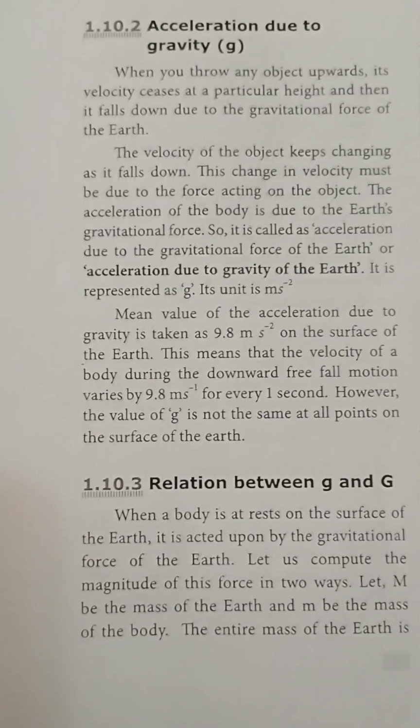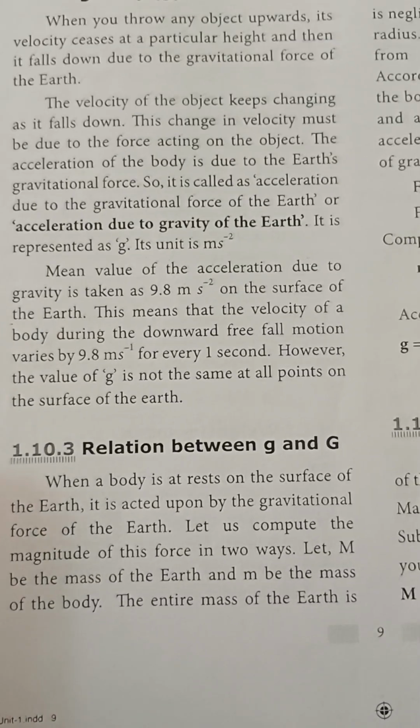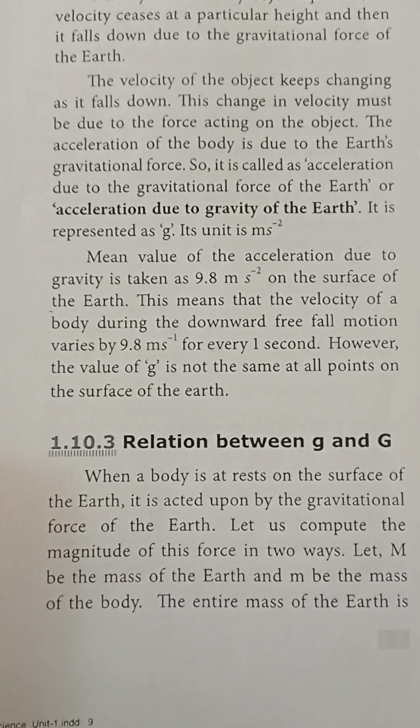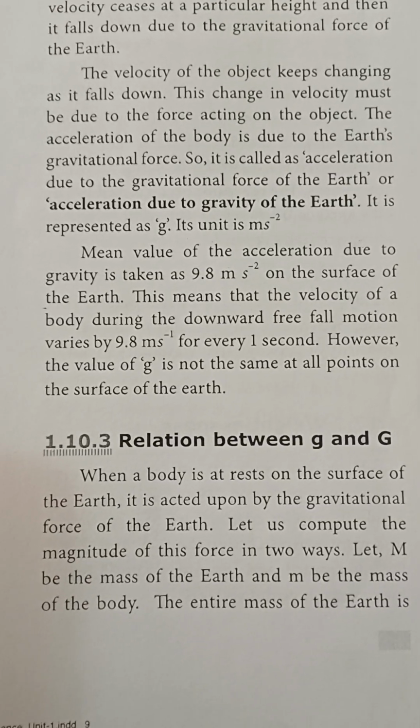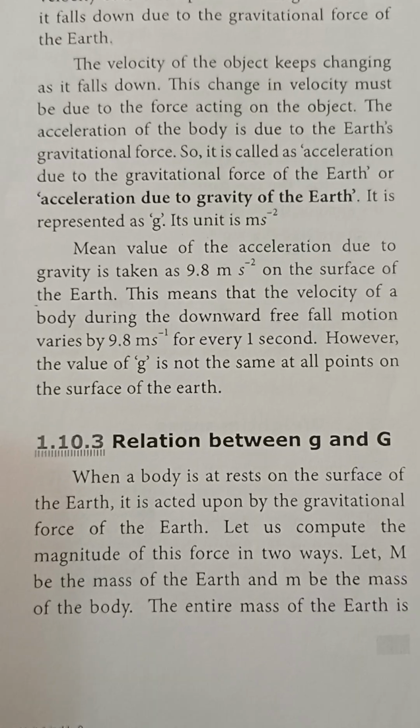So next topic is the relation between g and G. This is the gravitation constant. Capital G is the universal gravitational constant, 6.614 into 10 to the power of minus 11 Newton meter square per kilogram square.